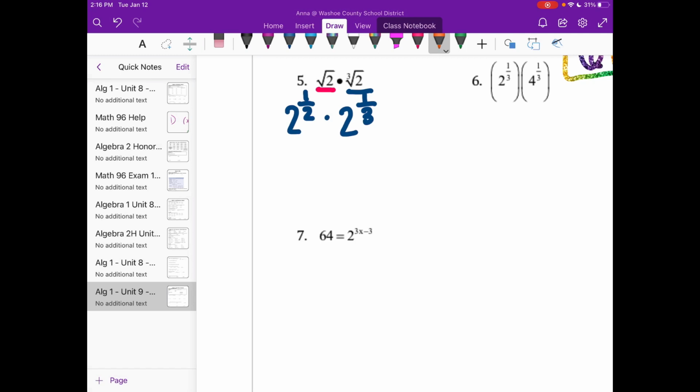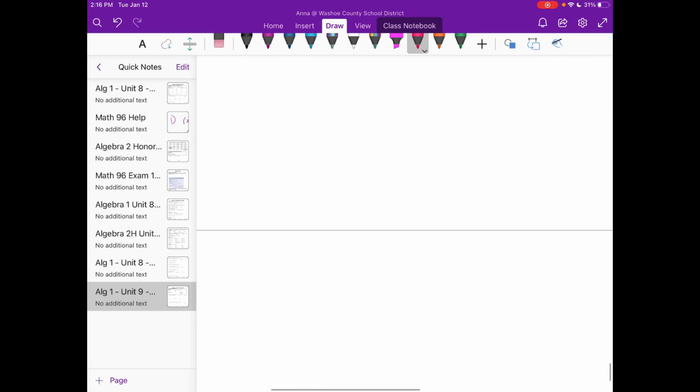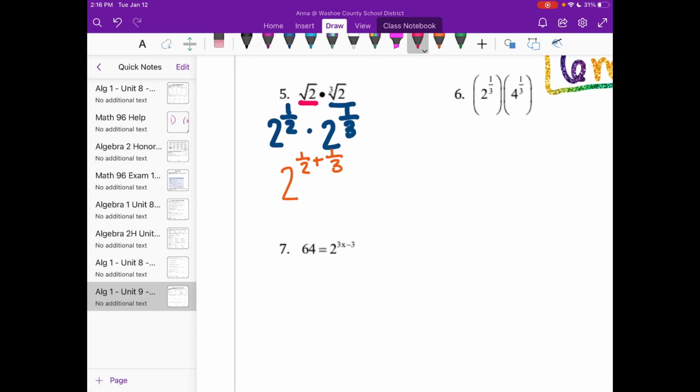Now this looks like something we've done. We can totally add those fractions together now because that's our exponent rule. So I'm going to write 2 to the 1/2 plus 1/3. I'm supposed to add them, so I need to check for common denominators. And shoot, I don't have them. So I've got to make common denominators. Let's turn those into 6s. So I'm going to multiply the first one by 3 over 3 and the second one by 2 over 2.